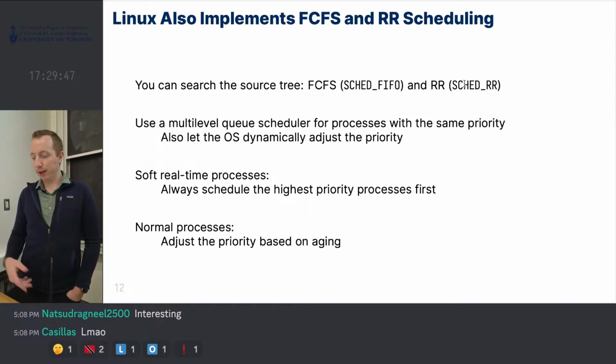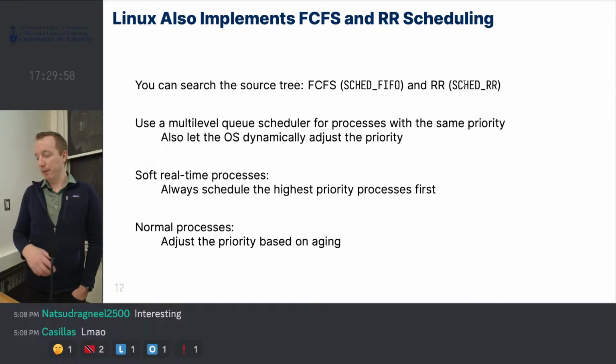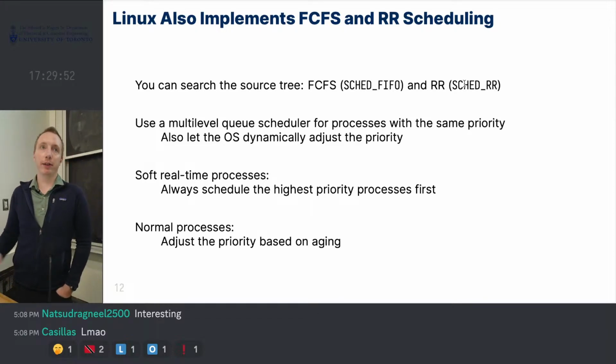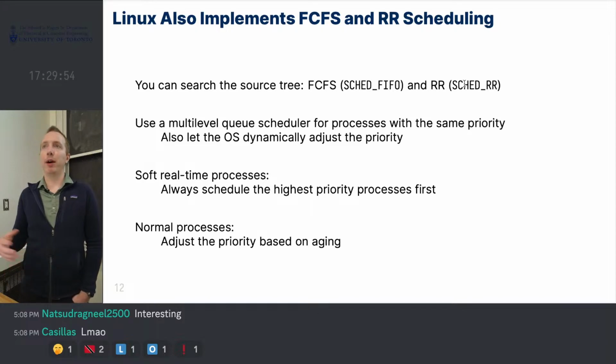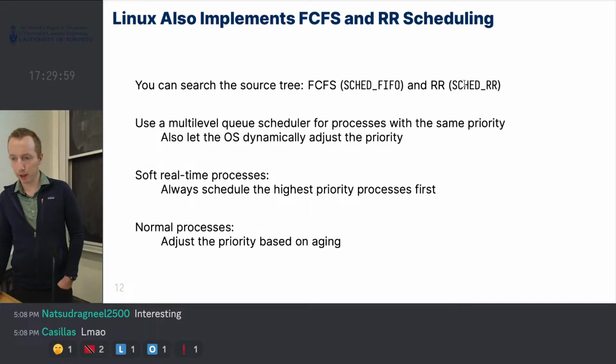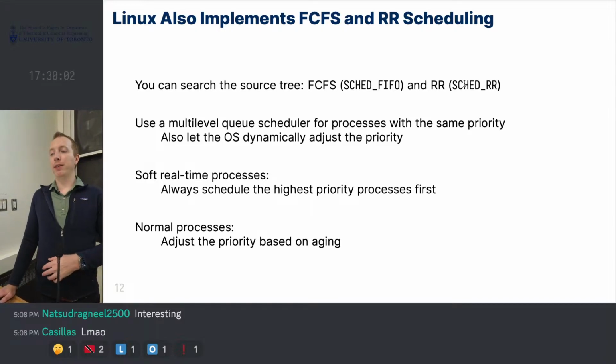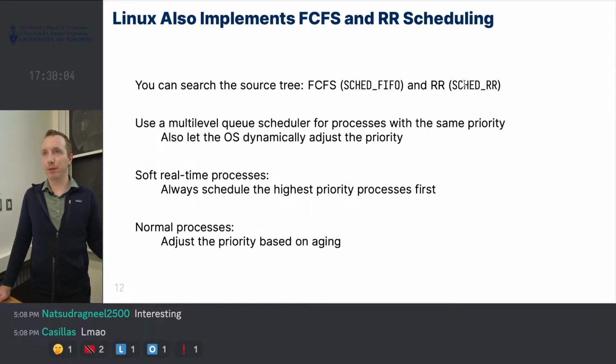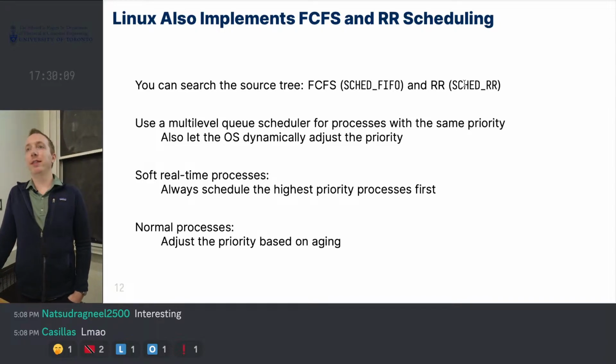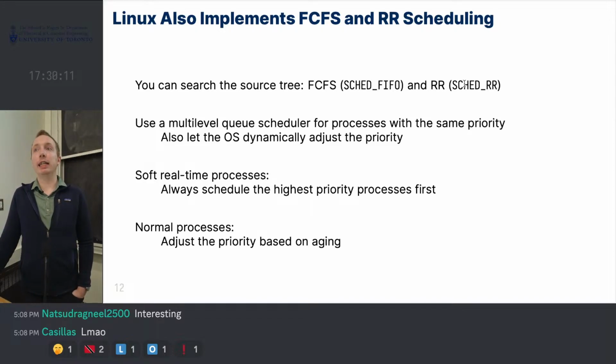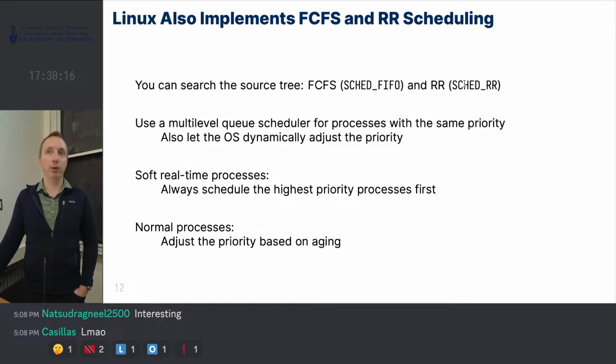So it has a multi-level queue for processes with the same priority, and the kernel will dynamically adjust the priority if it finds that a real-time process hasn't run in a long time. Any of the soft real-time processes, it's always going to schedule the highest one first before running normal processes. Normal processes on Linux are what like 99% of the processes are going to be, and that defaults to the Linux scheduler, which, as we saw previously, could be that per core one.